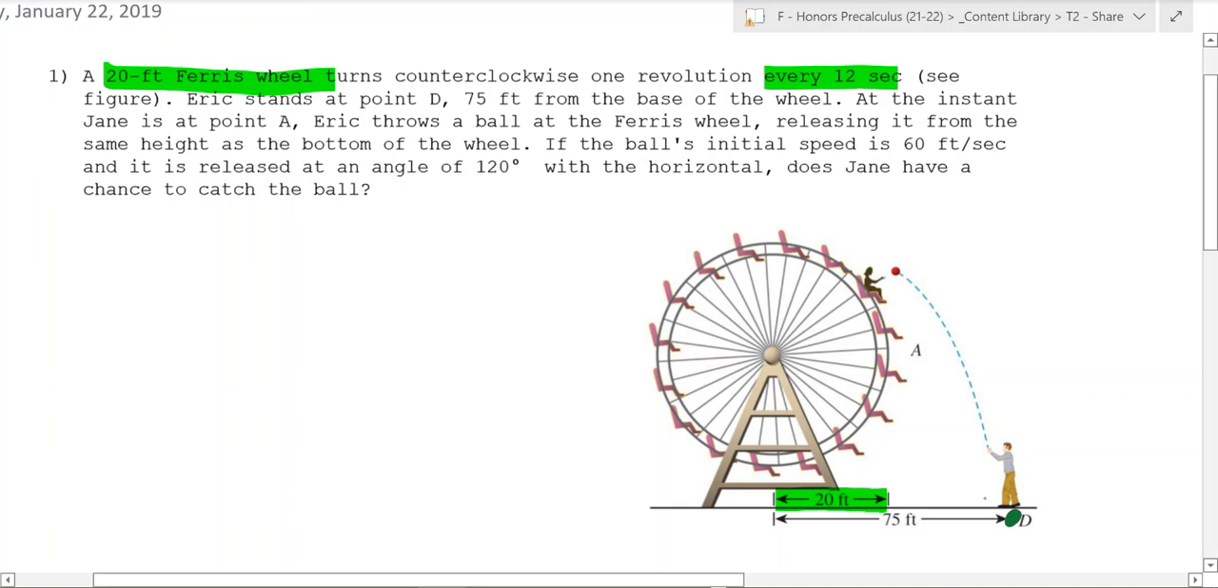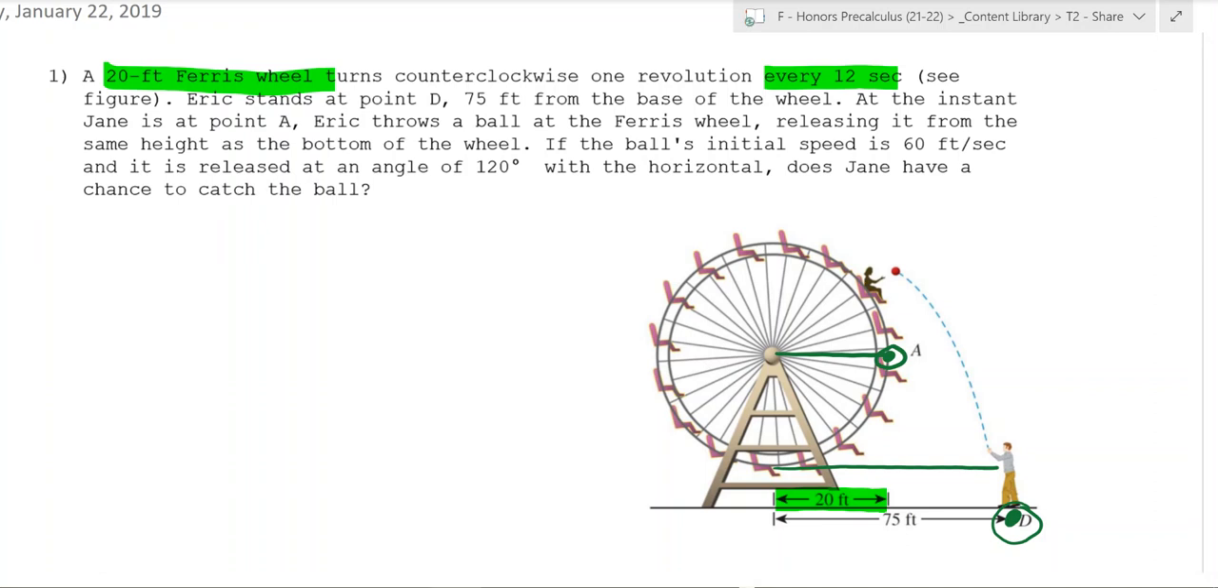Eric stands at point D, which is 75 feet away from the center, straight underneath the center of the Ferris wheel. And when Jane is at point A, which is right here, it's going to be at this height, exactly at the 3 o'clock position on the Ferris wheel. Eric throws a ball, releasing it from the same height as the bottom of the wheel. So it's the same height right there. Initial speed of 60 feet per second and releasing at an angle of 120 degrees. Does Jane have a chance to catch the ball?